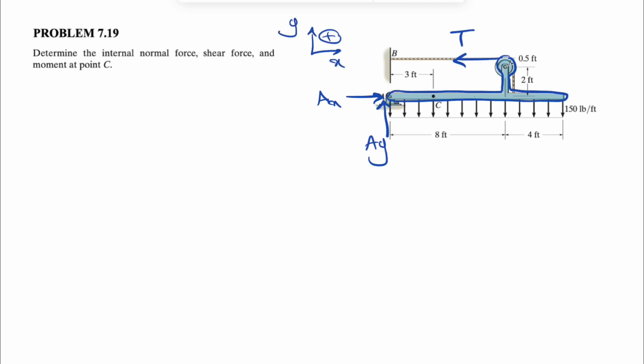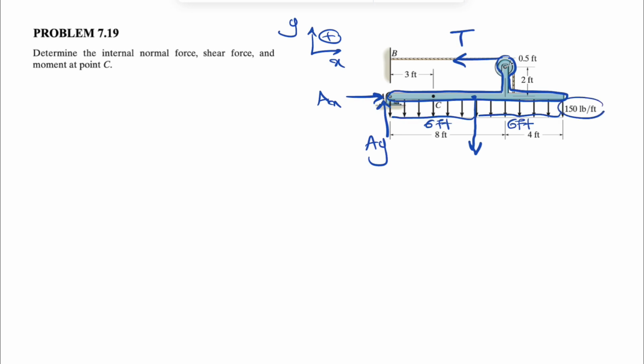We have a distributed force on the beam, which is going to be a rectangle. First of all, we know that it's going to be applied exactly at the center of this distributed force since we have a rectangle. So we have 8 plus 4, 12, which is the length of this distributed force. So it's going to be applied somewhere in the middle. 12 divided by 2 is 6, so this is going to be 6 feet, and same for the other side.